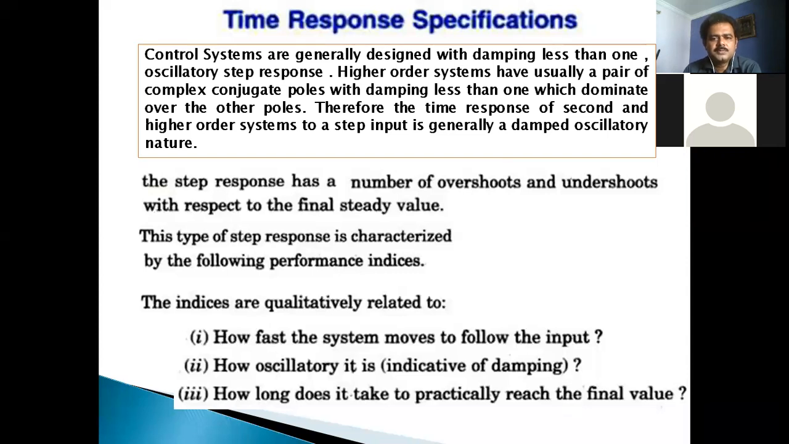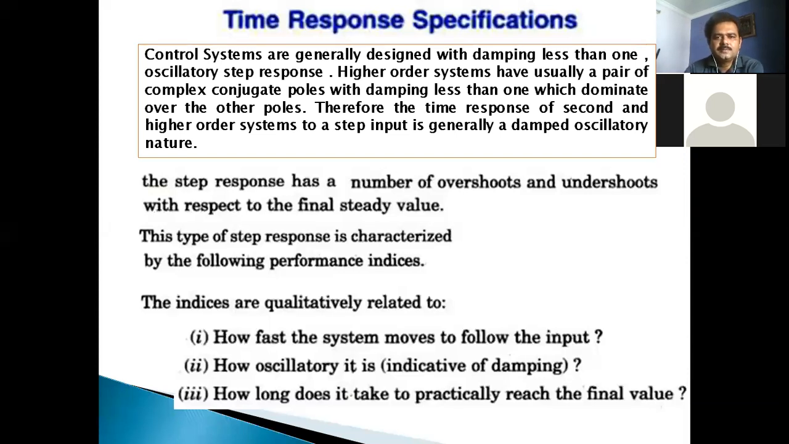Based on some mathematics marks, physics marks, chemistry marks, and other subject marks, we get that. The same thing here: the entire response can be specified quantitatively using some indices. They are called time domain specifications, or time response specifications, also transient response specifications.